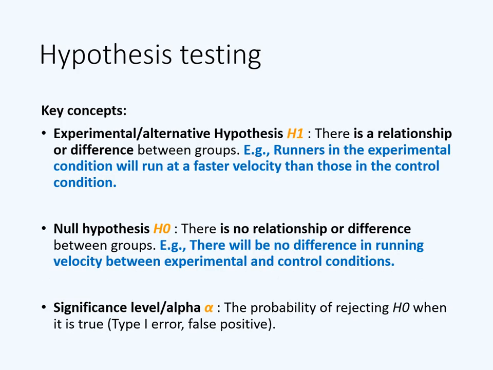Based on that question, they need to define their experimental and null hypothesis. So in this example, the experimental hypothesis is runners in the experimental condition will run at a faster velocity than those in the control condition. The null hypothesis is that there will be no difference in running velocity between experimental and control conditions.